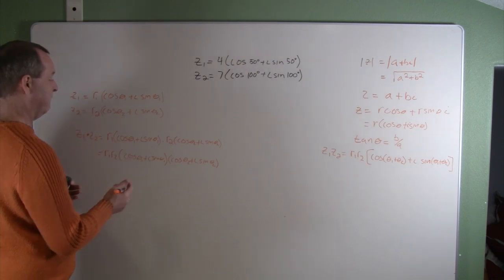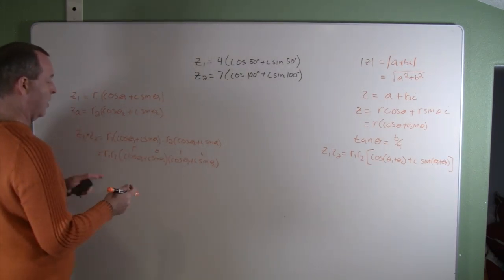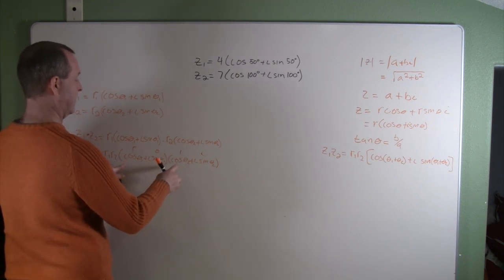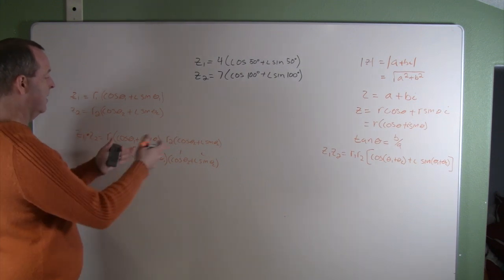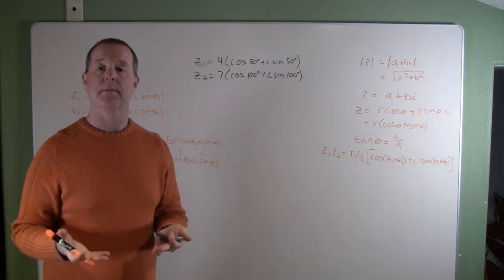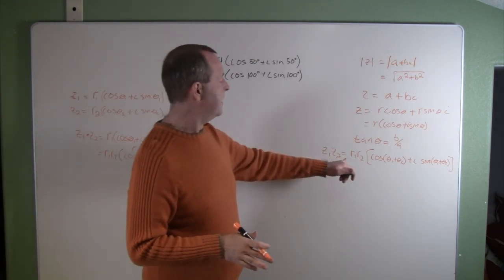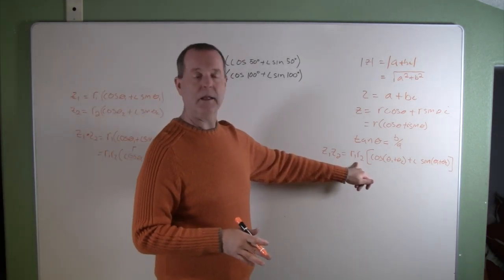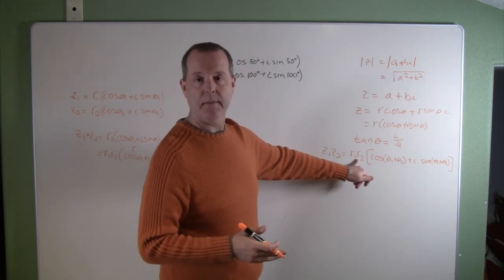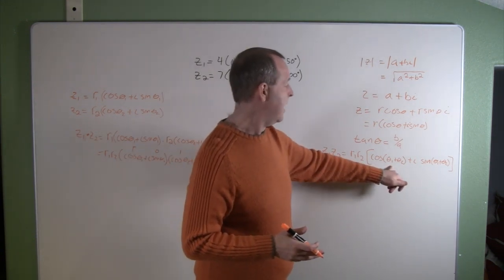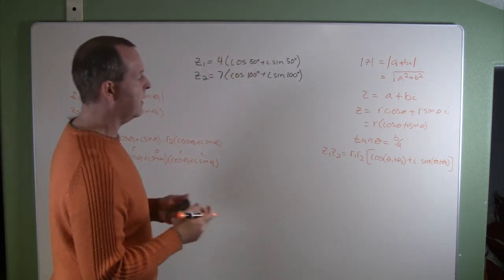From here, this is basic FOIL. I have a first, outer, inner, and last. I'll multiply first term times first term, so that's cosine squared theta, then outers, inners, lasts, and work my way through. If I work all the way through, I'll get this product formula right here, which is basically the product of the moduli times the cosine and sine of the sum of the arguments, where the arguments are summed.